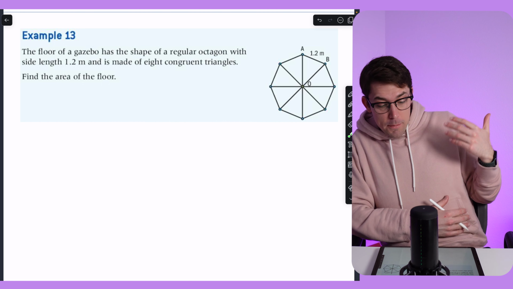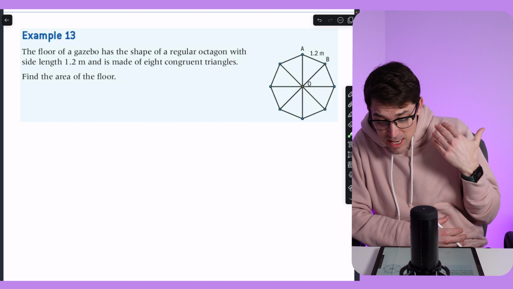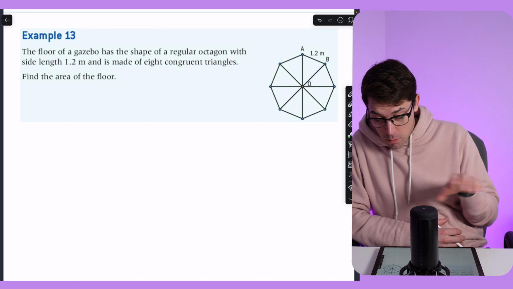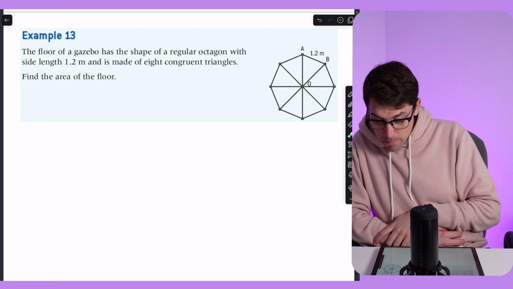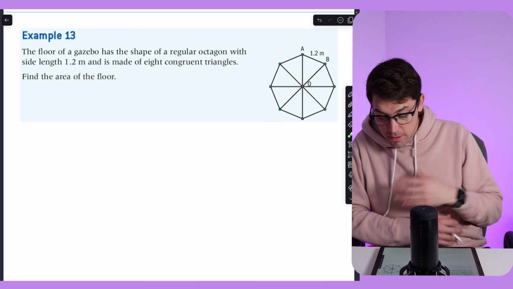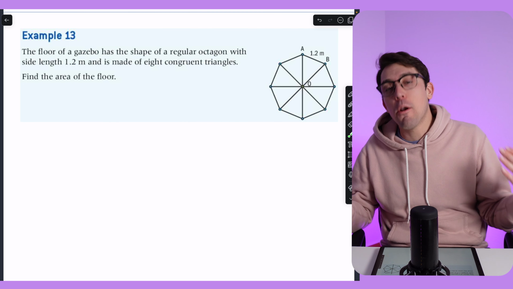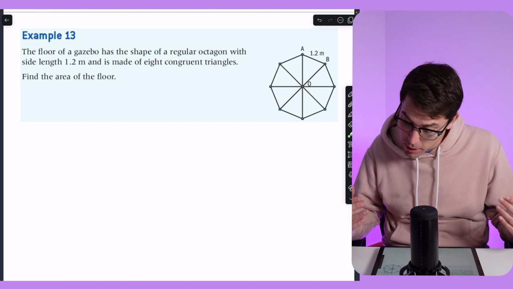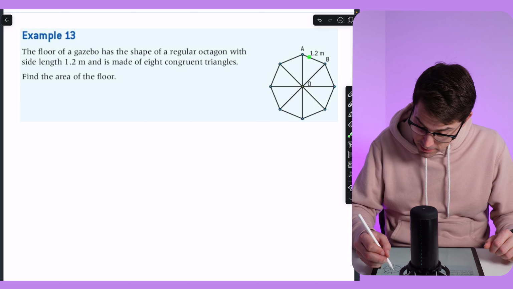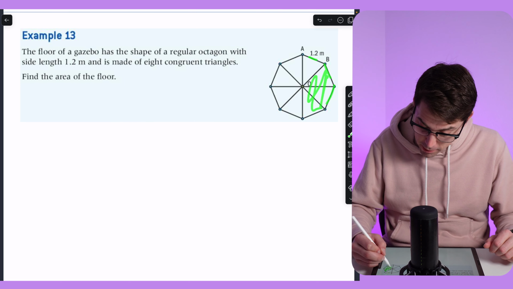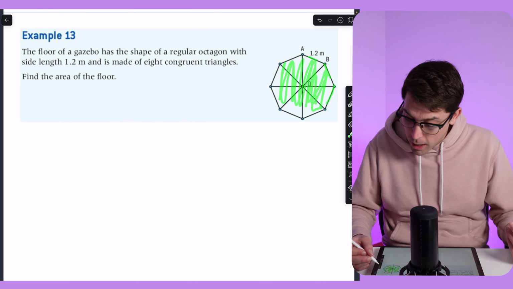So if we have a gazebo floor, and it's an octagon shape, now those edges of the octagon are going to be 1.2 meters, and it's going to be made of 8 congruent triangles, meaning that these triangles are essentially equal in area. So let's find the area of the floor. What it's asking for is that the floor is basically this octagonal gazebo. It wants to know the area of this shape. So how can we do that?